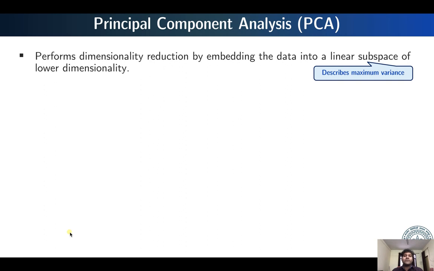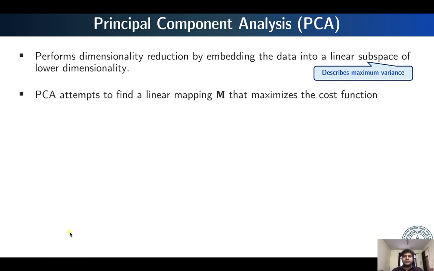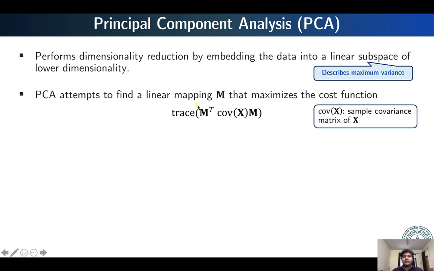Essentially, this lower dimensional structure also describes the maximum amount of variance that is present in the data. So this lower dimensional representation is constructed in such a way that the maximum amount of variance is explained by the lower dimensional structure. It turns out that PCA is attempting to find a linear mapping, denoted as M, that maximizes the cost function given by this, where the covariance of X is the sample covariance matrix.